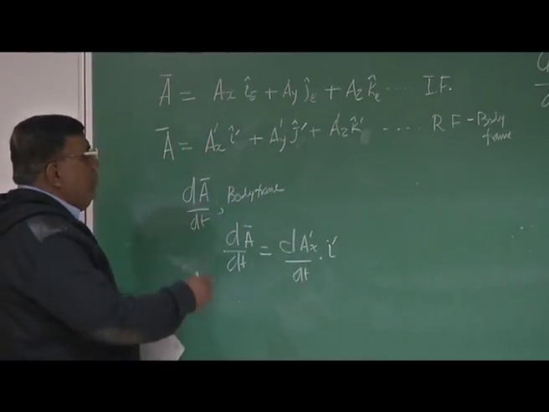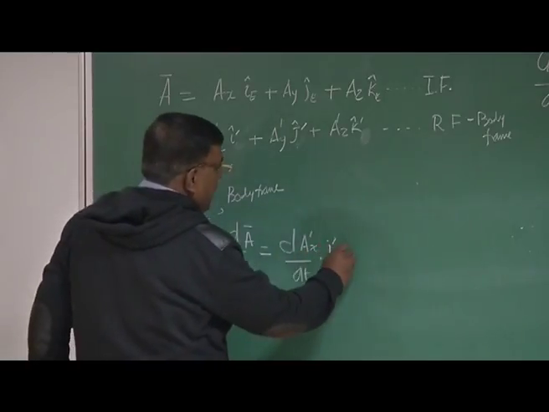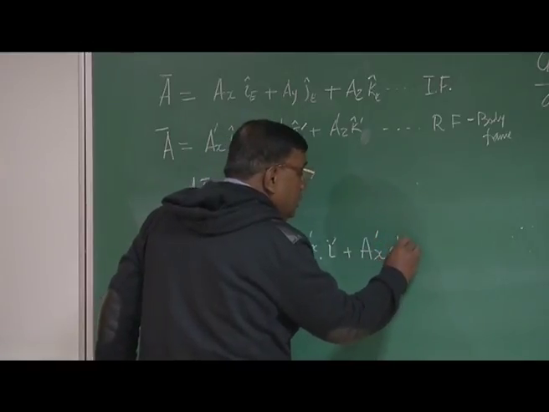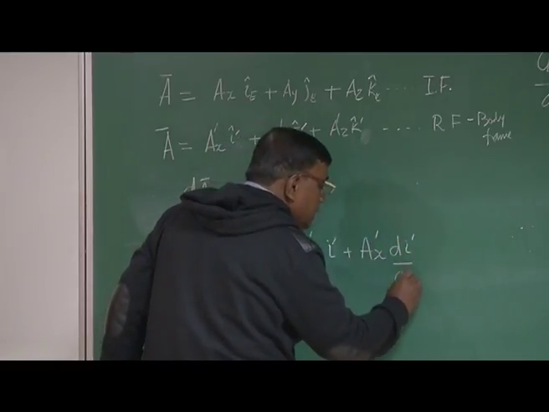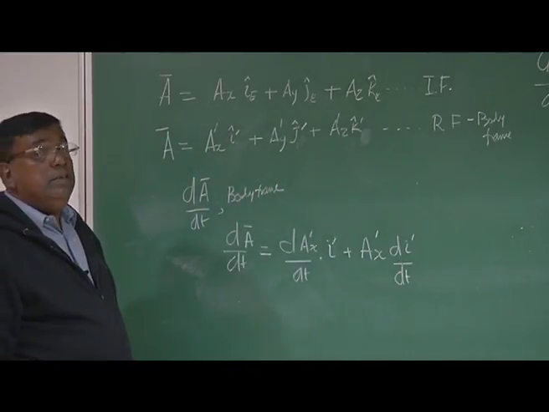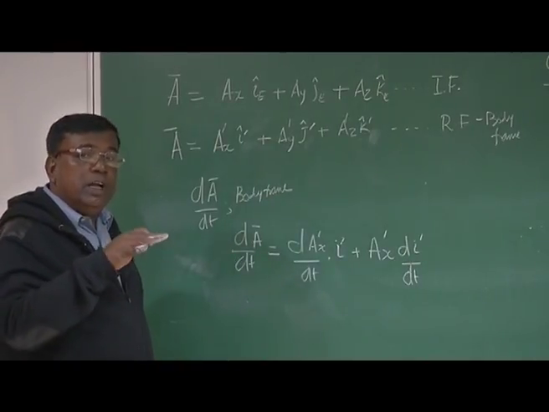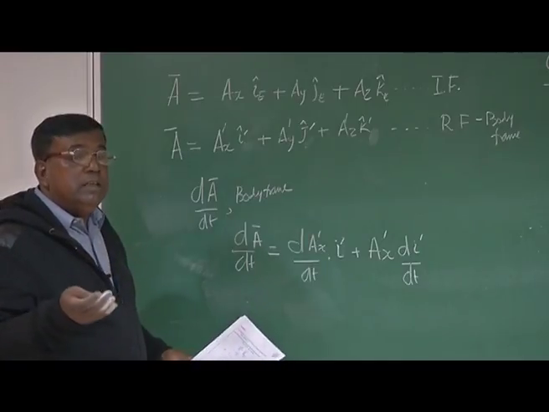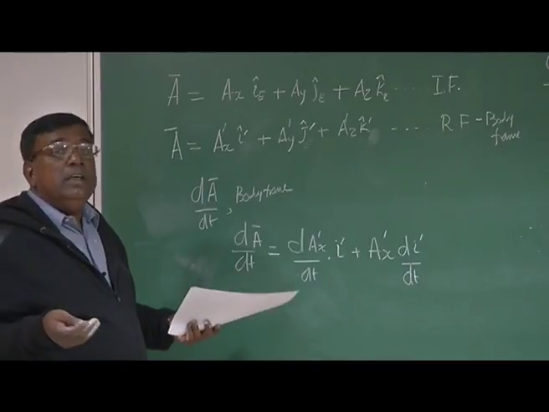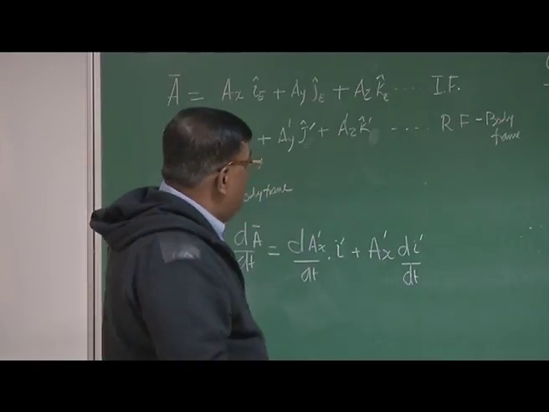Correct? So now I am differentiating, so I get dAx prime by dt I prime plus Ax prime d I prime by dt. Immediately you know that now dI prime by dt will not be 0, because as the body rotates, the frame rotates, so the direction of the unit vector rotates. So dI prime by dt cannot be 0, because a vector is a different vector if it has a different direction, even if the magnitude is the same. Right? So, what is the next step?